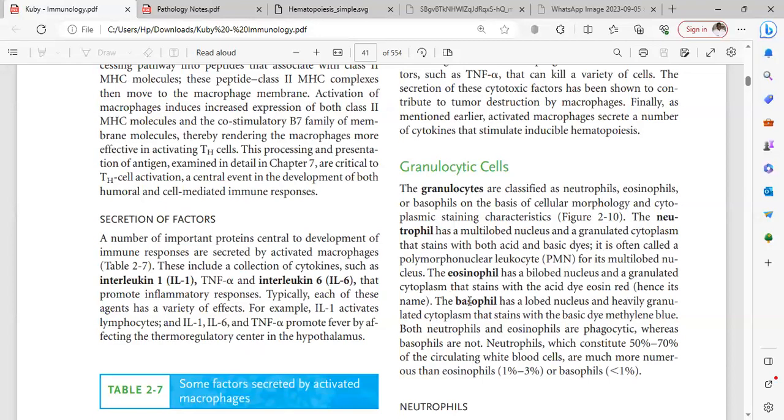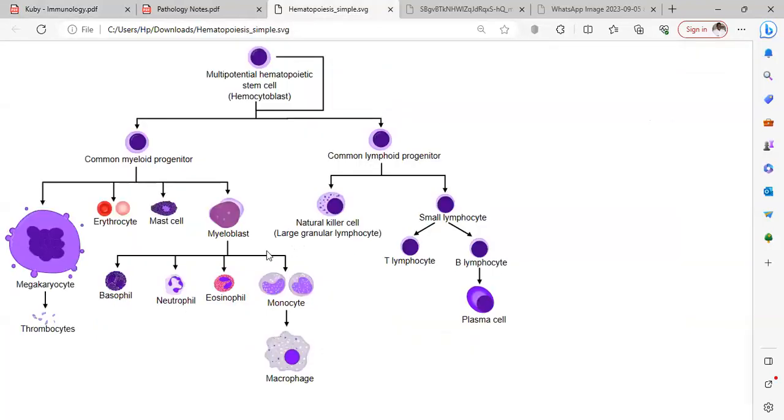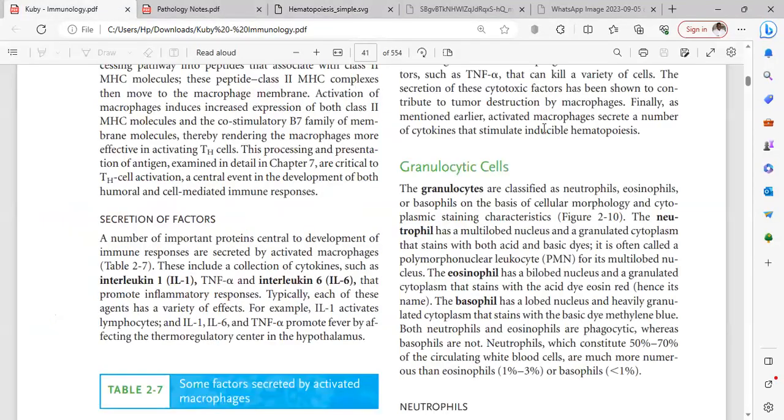So for the neutrophil, they constitute about 50 to 70% of the total white blood cells. And then they are multilobed. They have a multilobed nucleus. So this can also be an MCQ. So for neutrophils, you have to know that they're multilobed. And then they stain with both acidic and basic dyes.